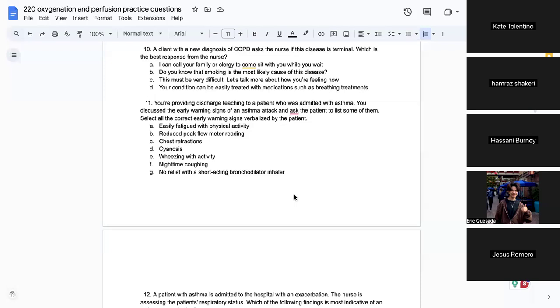Alrighty, for this one, the answer is going to be C. This statement allows the nurse to assess the client's understanding of the disease and provides a foundation to build a therapeutic communication.